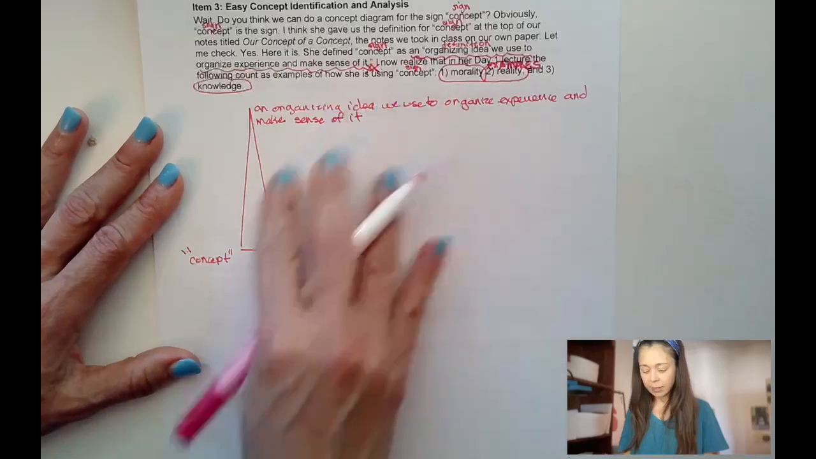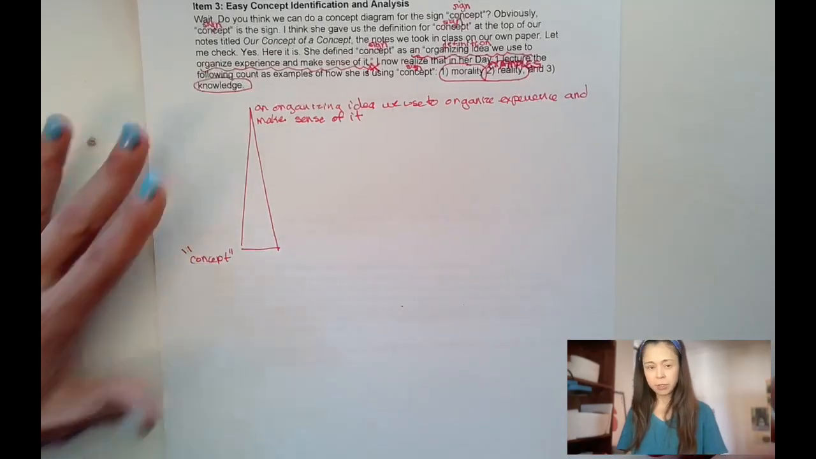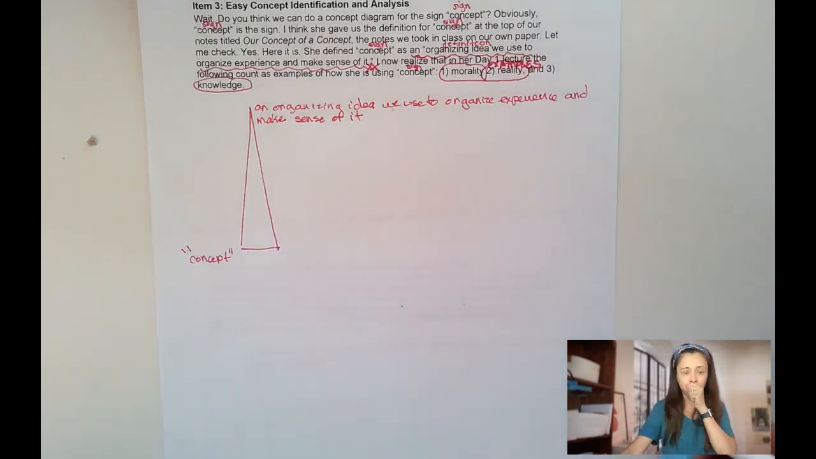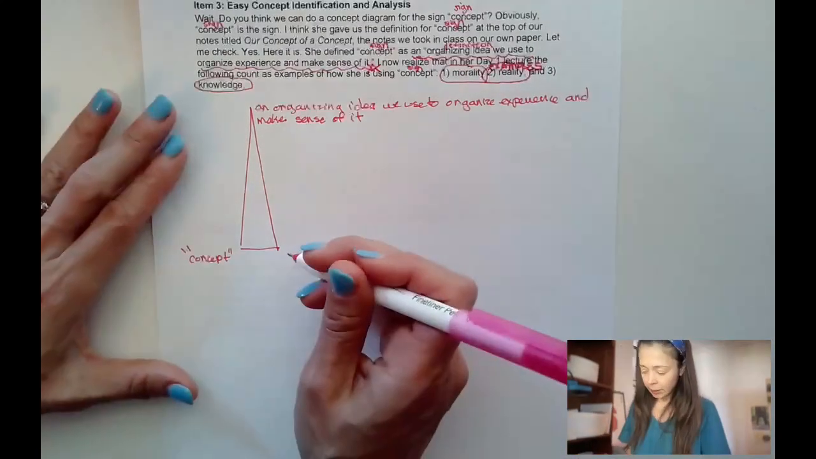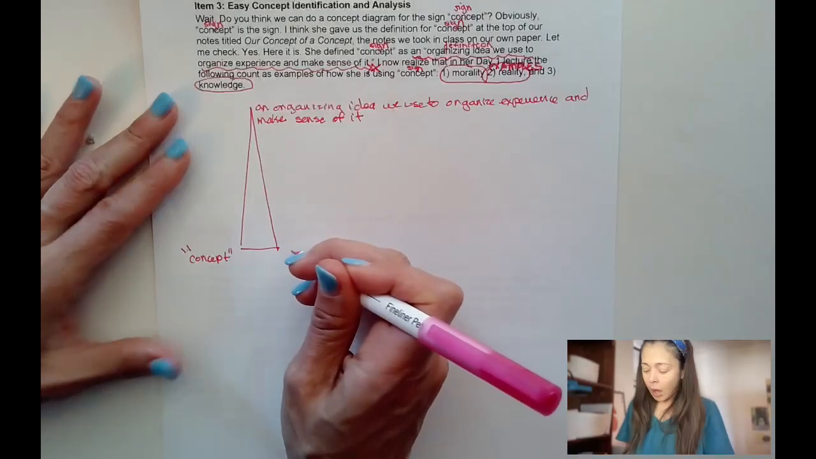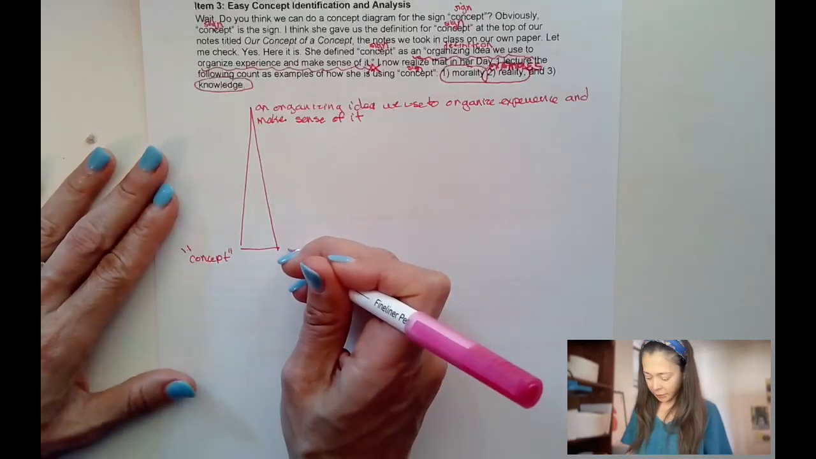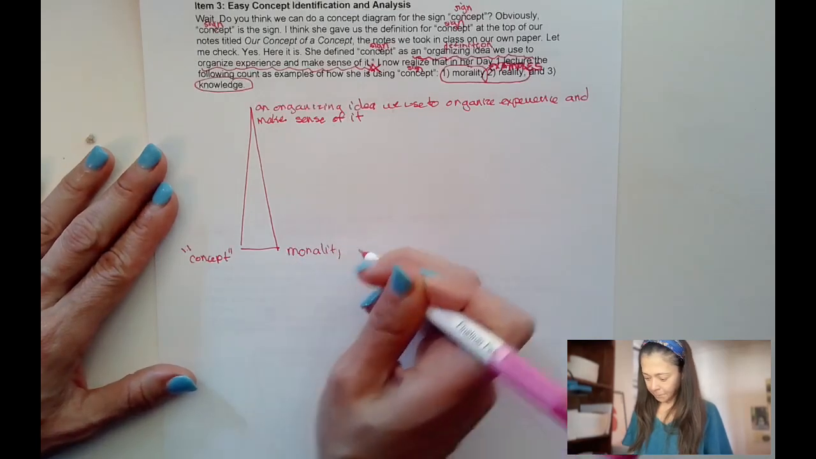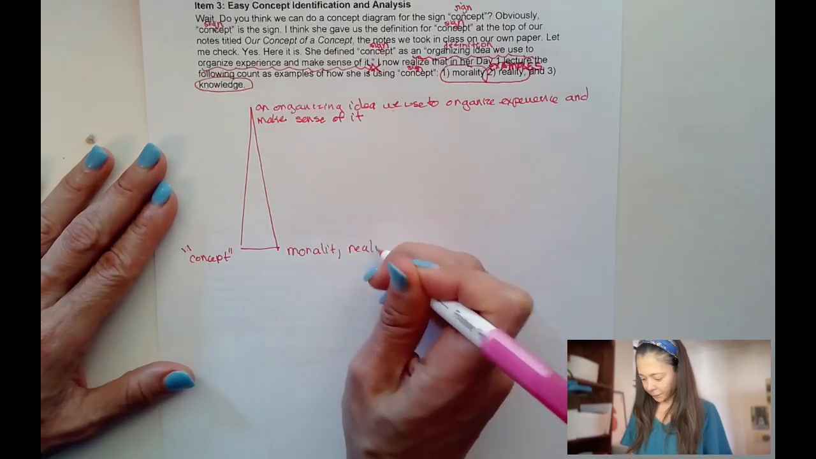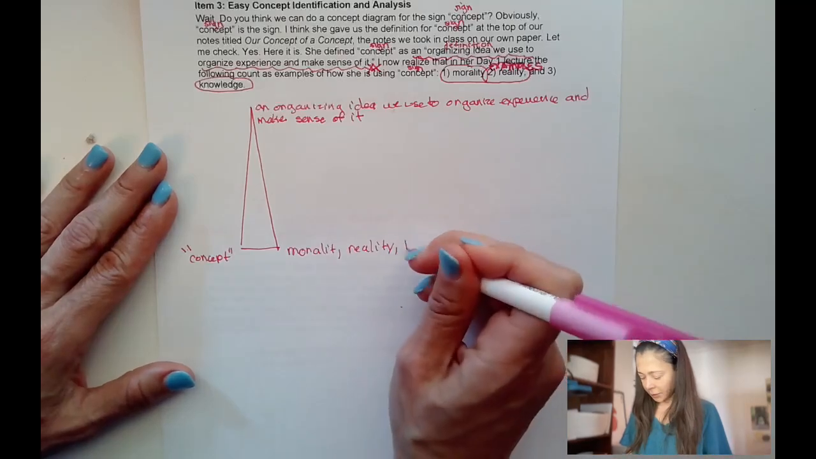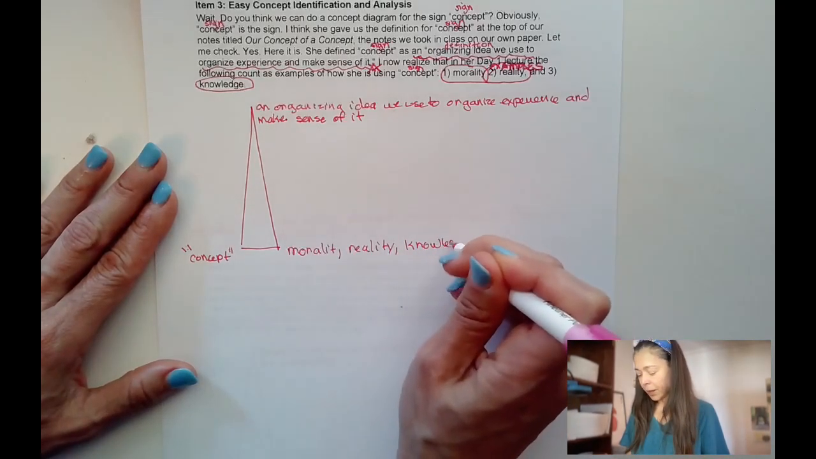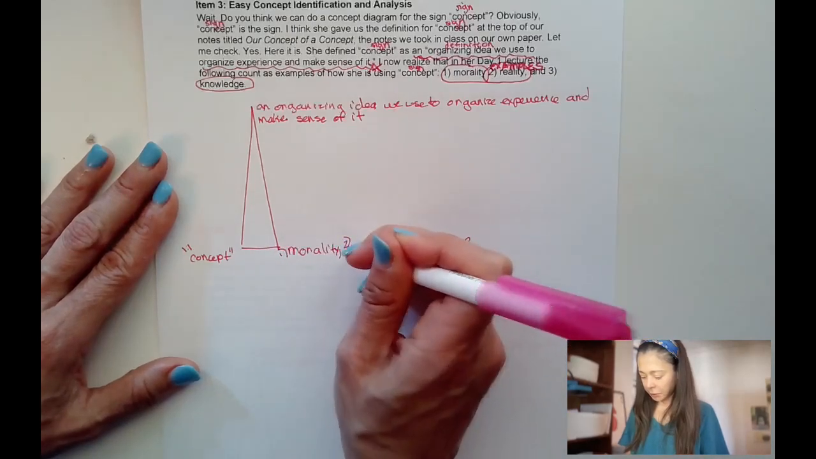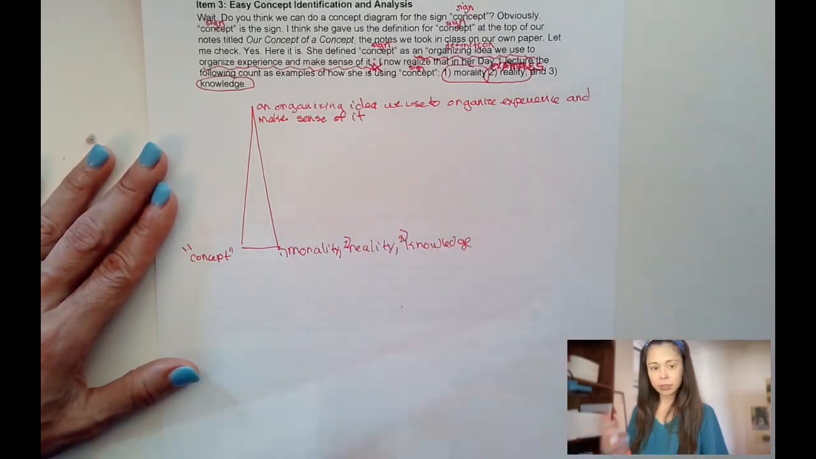So this is exactly how your triangle should look with respect to punctuation, the wording, quotation marks, no labeling. And then the examples would be, there's three, so there's morality, reality, and what was the other one? Knowledge. It's okay if you numbered these. Actually, you could have said 1, morality, which would be cool, 2, reality, 3, knowledge.